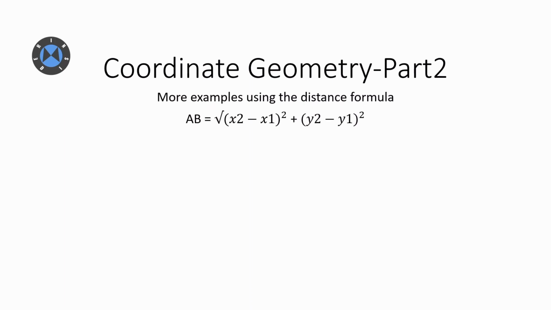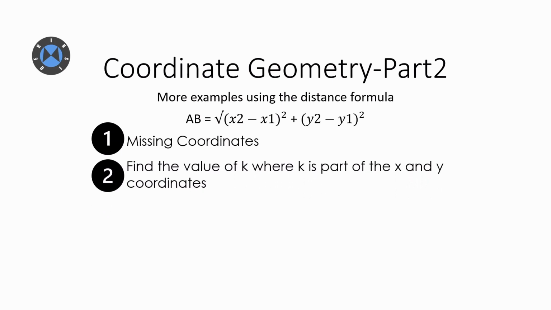We will discuss more examples using the distance formula, and we know the distance formula AB is given by the square root of the difference between the x coordinates squared plus the difference between the y coordinates squared of the 2 points. Today's examples are about missing coordinates, that is, either the x coordinate is missing or the y coordinate is missing for given points. Secondly, we'll try to find the value of k, where k is a part of either the x or y coordinates for given points.